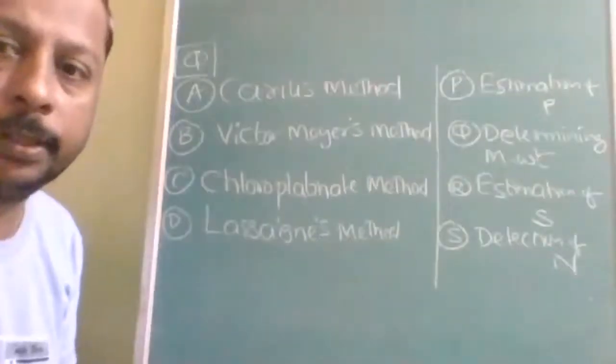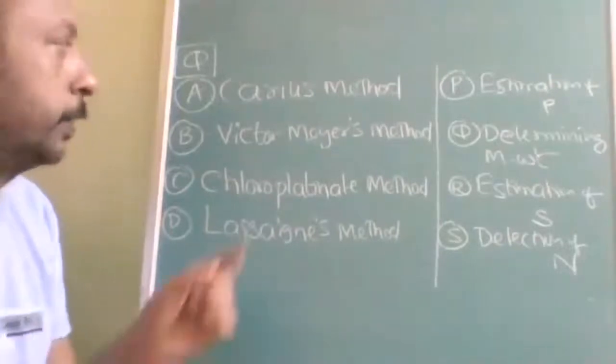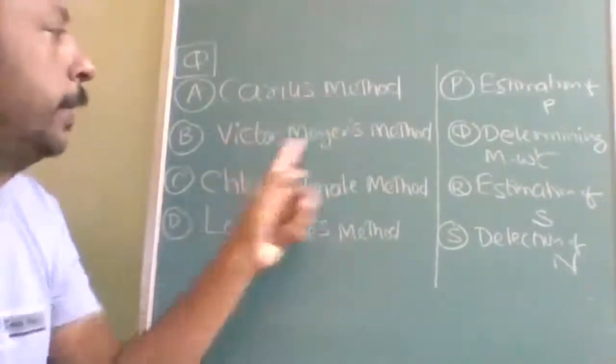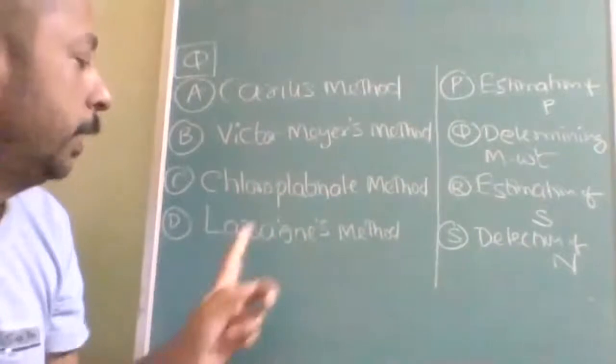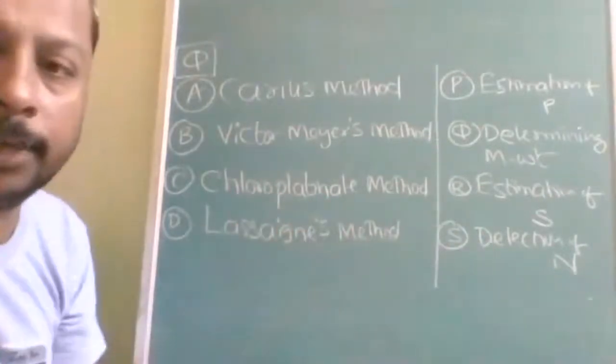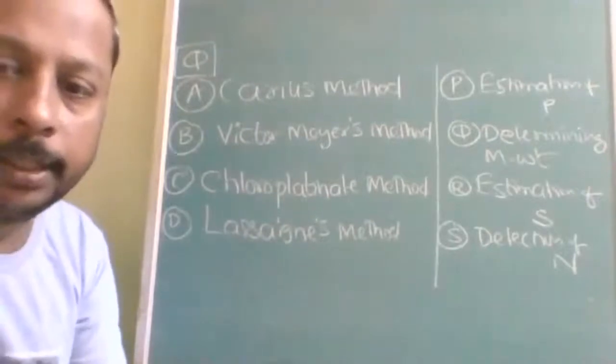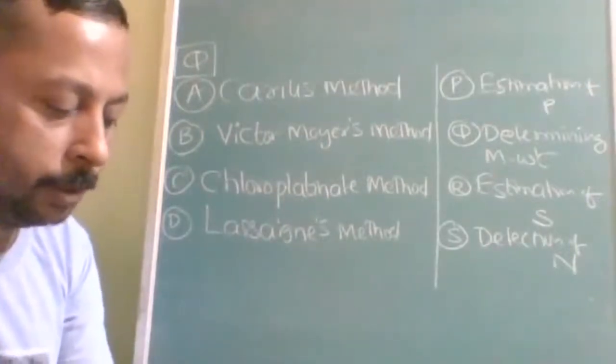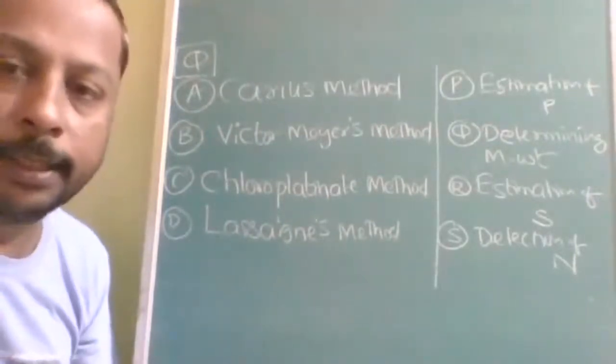Okay, next question is here. The first one is Carrier's method, Victor Meyer's method, chloroplatinate method, Lassaigne's method. Which is suitable for what? What is the purpose of each and every method? I hope this is also a matrix match question.